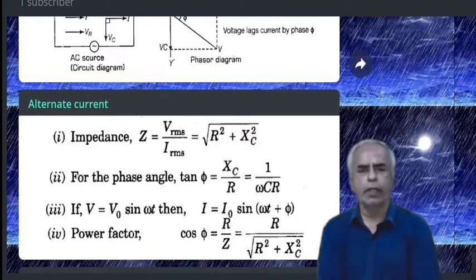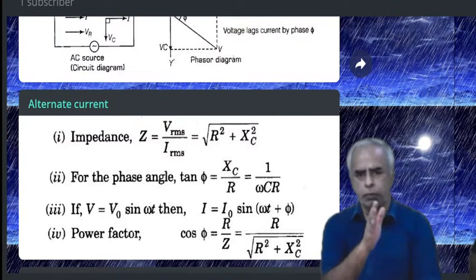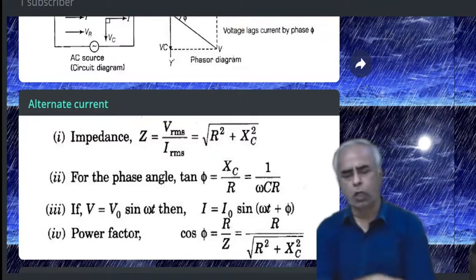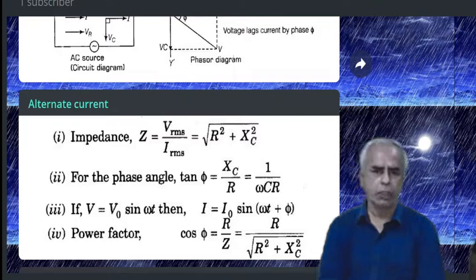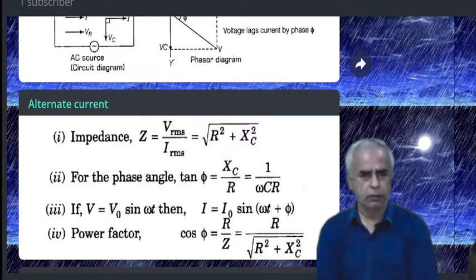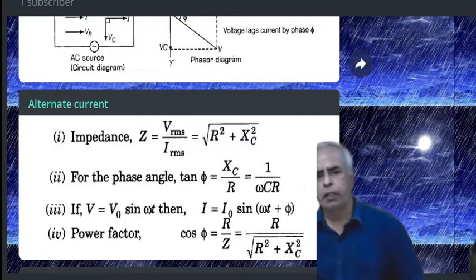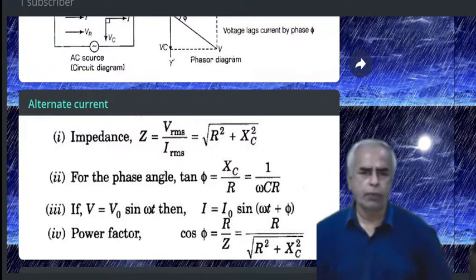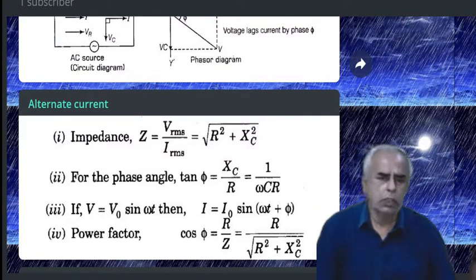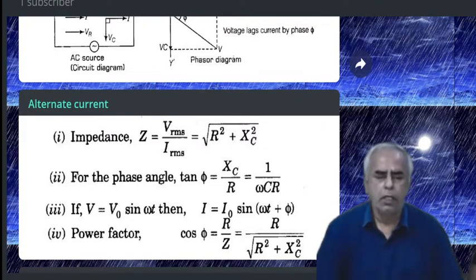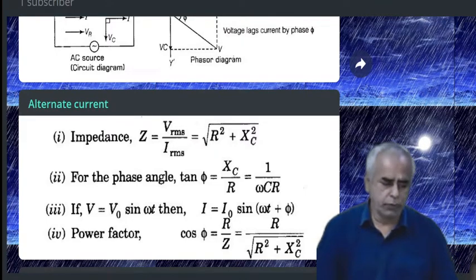What is this phi? That is the angle. Now, this V0 and I0 are called what? Peak voltage and peak current respectively. Got it? And here we can talk about the power factor also, which is nothing but cos of phi. That's all. So cos phi is equal to R divided by Z.